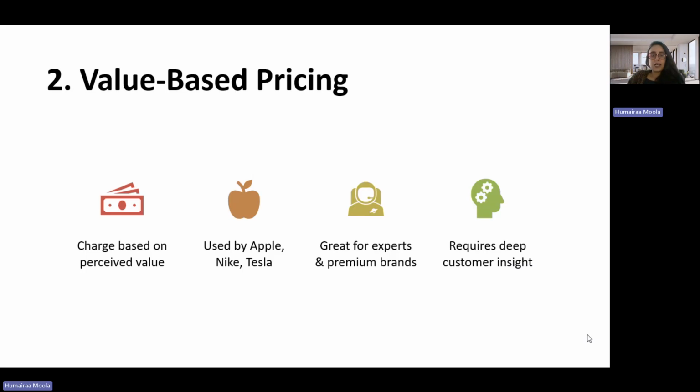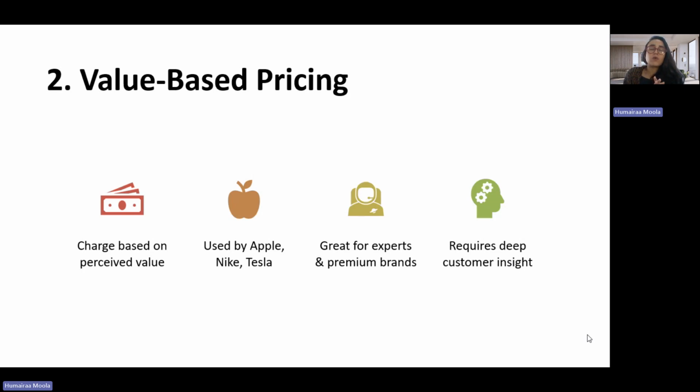So value-based pricing is best for brands with a strong reputation or unique value. But the downside of it is that it does require very deep customer insight. You really need to know your customer well and what it is that they are looking for from you. What are their needs? What are their problems? And how are you solving it? What are you giving them? And will they really see the value in that? And that takes a lot of market research, a lot of testing.